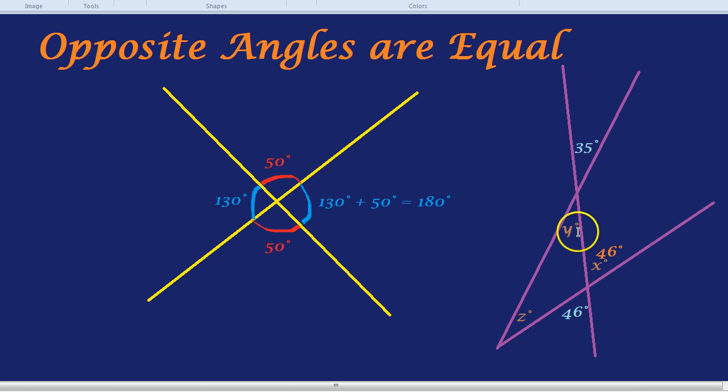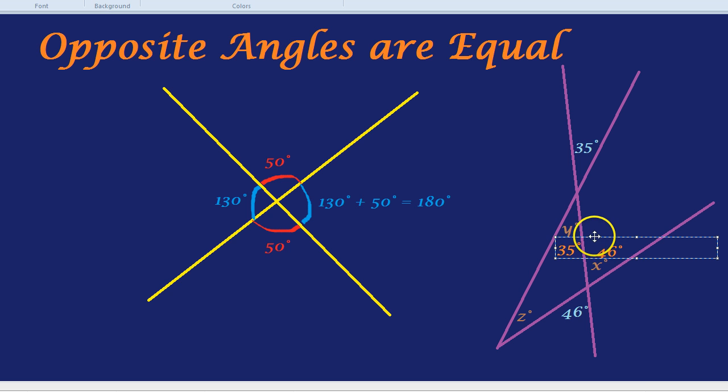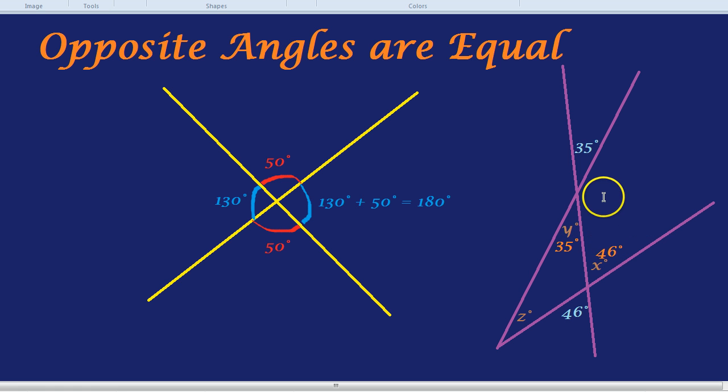What do we notice about the Y angle? The Y angle is opposite 35. So indeed, that Y angle must be 35 degrees. So far, just with opposite angles, we've solved two of the three problems. Let's find Z though. It's not opposite to anything, so we're going to need something extra. How would we find this angle here?